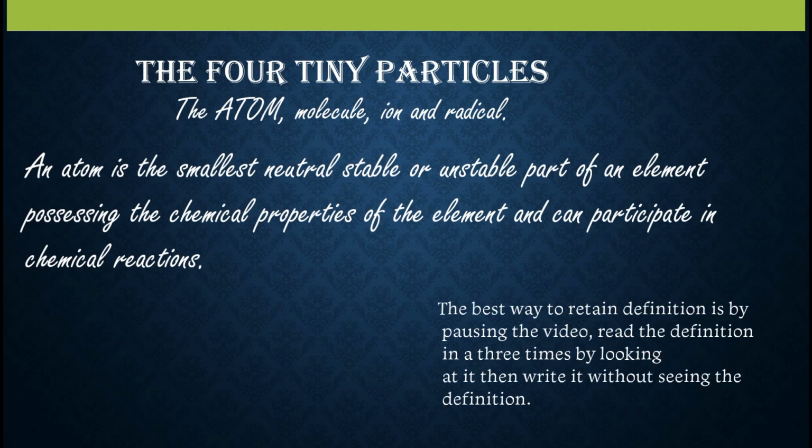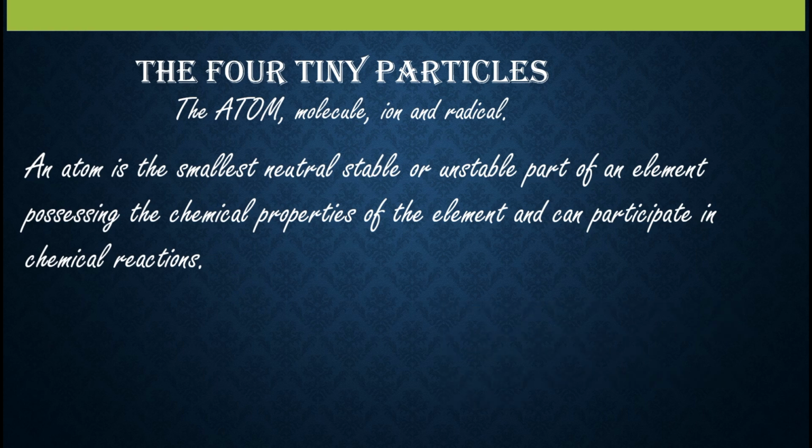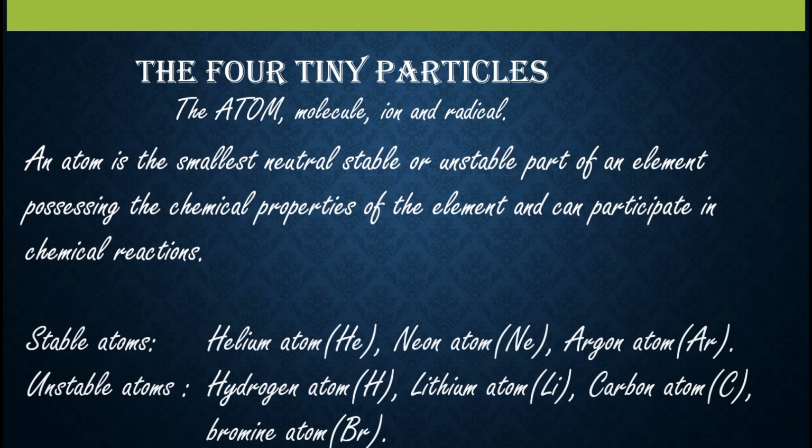An atom is the smallest neutral, stable or unstable part of an element, possessing the chemical properties of the element and can still participate in chemical reactions. If you look at this definition, it lets us know that this smallest particle of an element is neutral. It has no net charge. Secondly, it can be a stable atom or an unstable atom, telling us we actually have two types of atoms, stable atoms and unstable atoms.